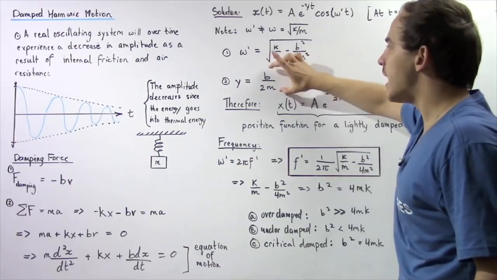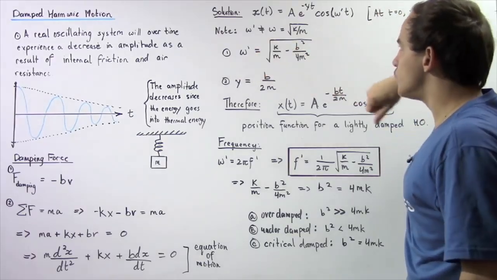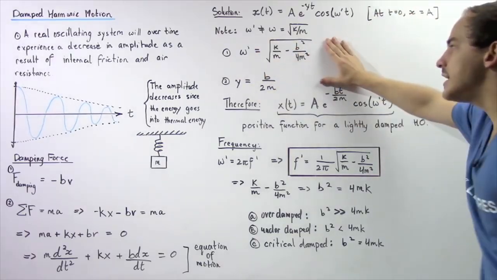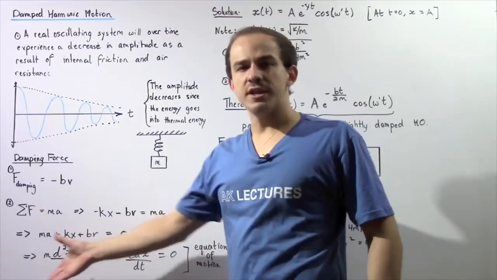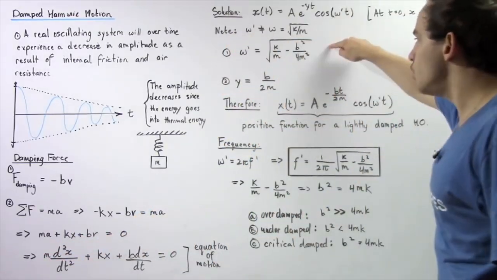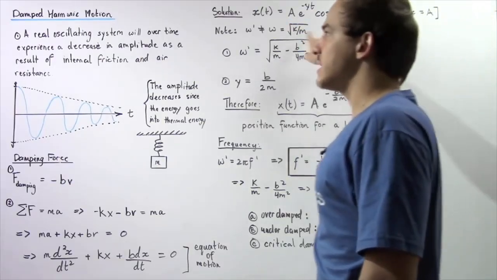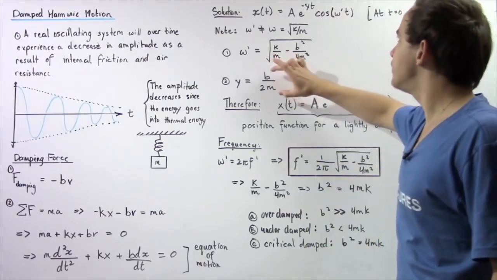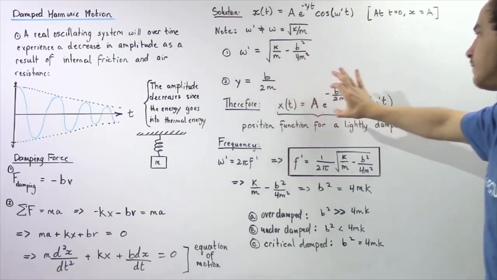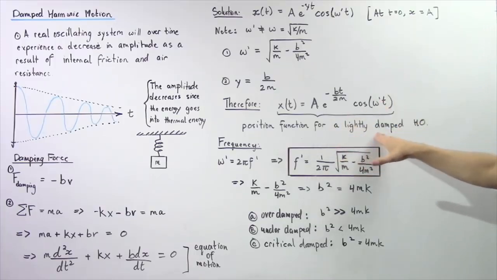And also the following condition must hold: our gamma must equal b divided by 2m. If these two conditions hold, then this becomes a solution to this equation. In fact, we can use these two equations and this general solution for objects experiencing damped harmonic motion. So if we take this quantity and plug it into this gamma, we get the following general formula for our position function for a lightly damped harmonic oscillating object.